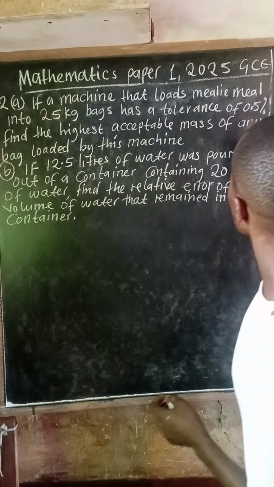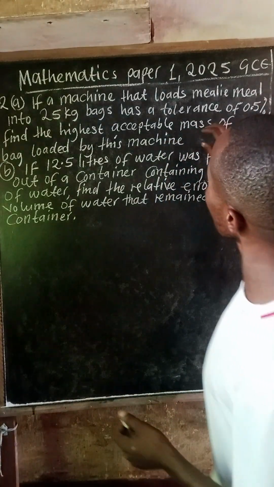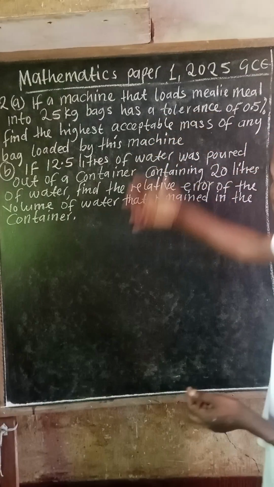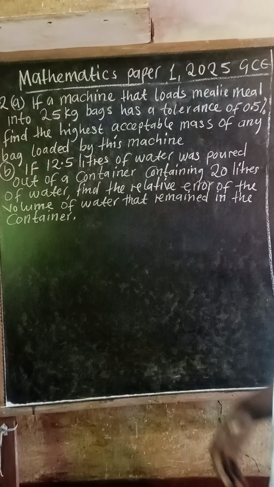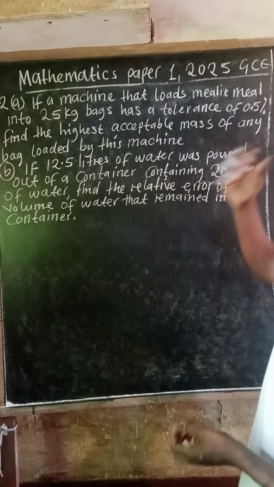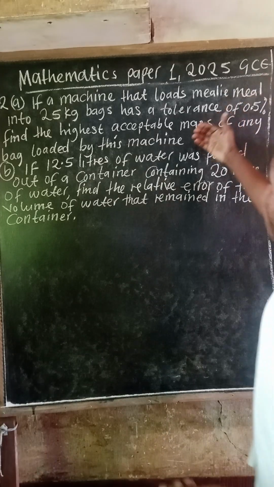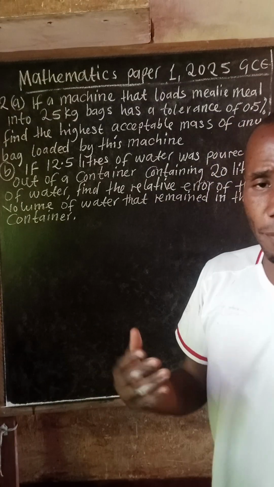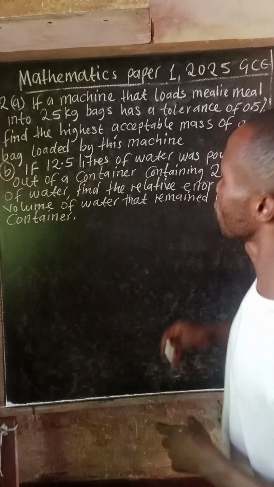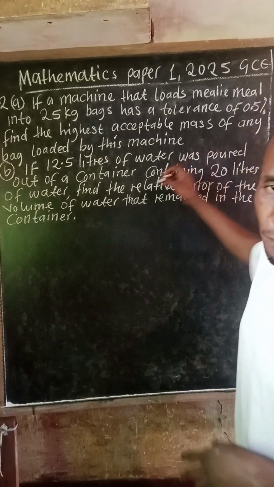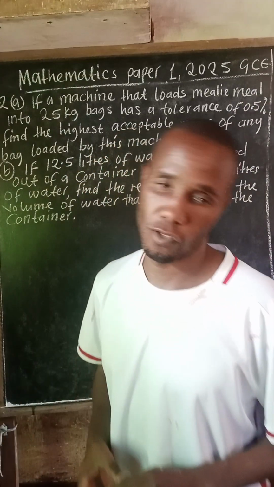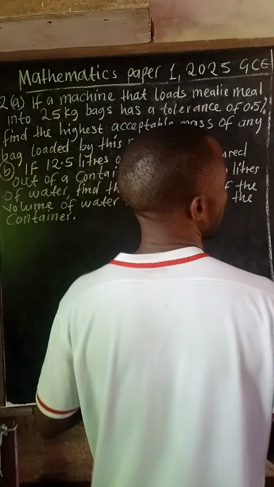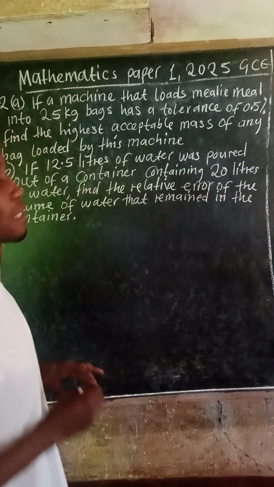So this tolerance is applied to this machine, filling 25 kg bags. For us to know the highest acceptable mass of any bag loaded by this machine, we have to find 0.5% of 25 kg. Then thereafter, you will see what follows. Can you pay attention and follow what is happening here?